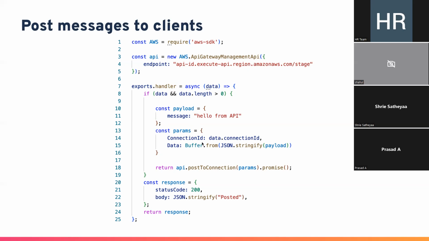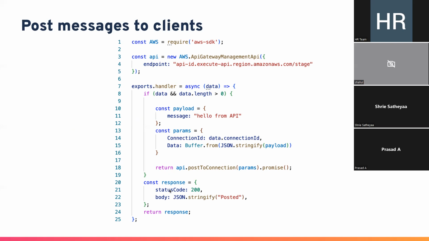And this payload will be sent to the client through the post to connection method that is available in the API Gateway. The const payload here, which we have hard coded, could in a real time scenario be a message that we receive from the backend. Yeah, so we can process the incoming data received from the backend and send that data to the UI along with the connection ID set. Right.